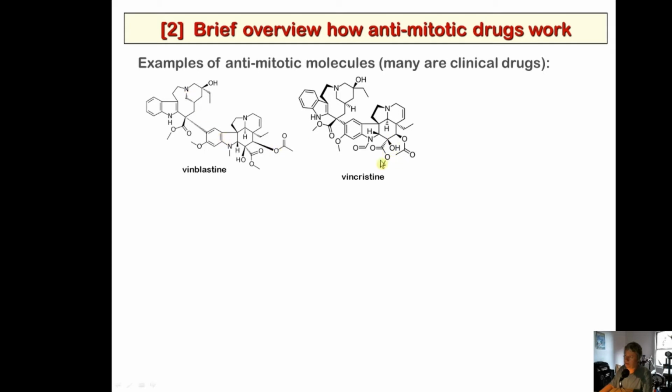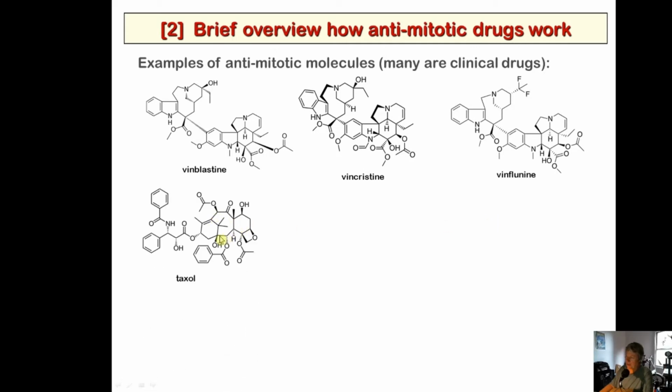There's some differences. This one's actually semi-synthetic. It's vinflunine, and one way to know it's semi-synthetic is it has fluorines in it, because natural products usually don't contain fluorines. So this is one of the ones that was slightly modified from the natural forms of these alkaloids.